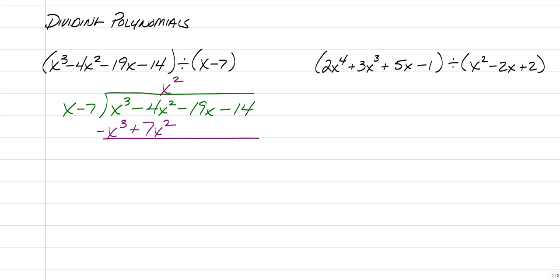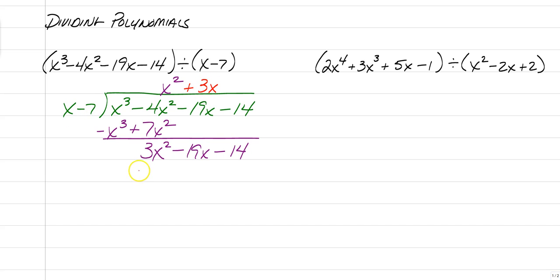Okay? So what's going to happen, those guys are going to cancel. Negative 4x squared and a positive 7x squared is going to give you a 3x squared. And of course, you bring down the 19x and you bring down the 14 as well. And now you do it again. So you say x, how many times do you go into 3x squared? And the answer to that would be 3x.